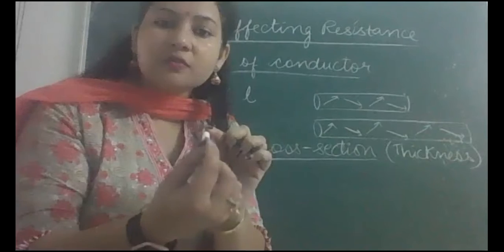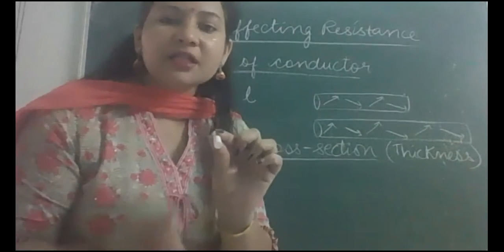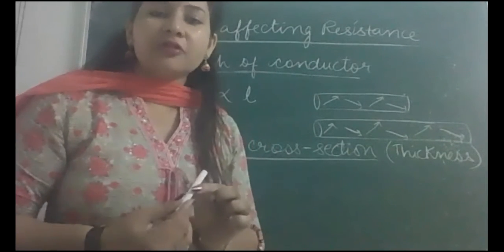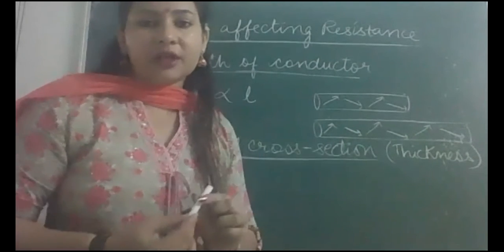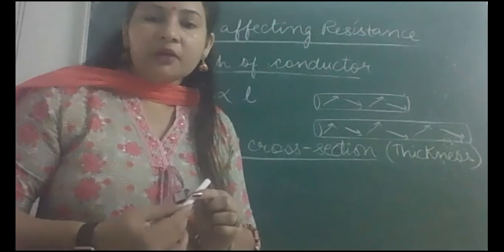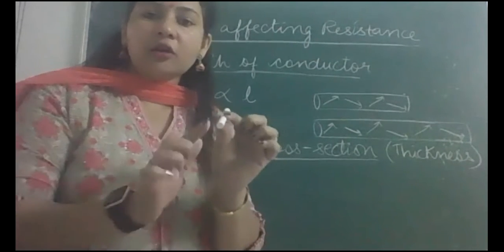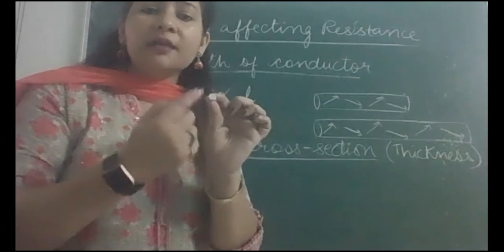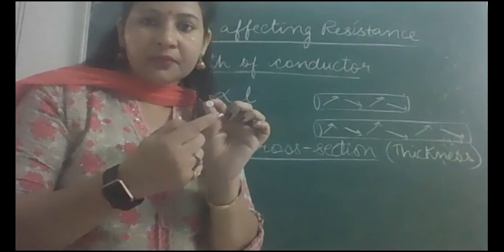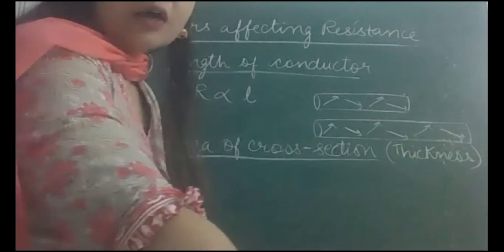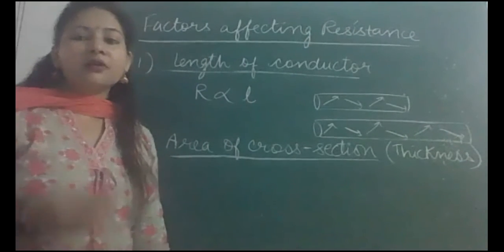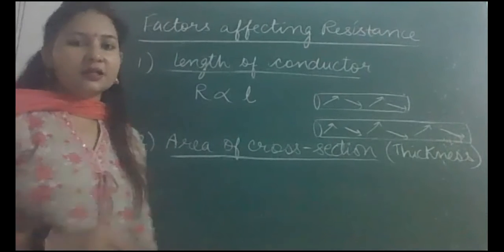And if it is having a smaller area of cross section, that means it is thin. Okay, so this is how we relate area of cross section to thickness of the conductor or wire. We are not talking about the whole area of the cylindrical wire. We are talking only about the cross section. Got this? So how does the resistance depend upon thickness of the wire, upon area of cross section of the wire? Let's see.